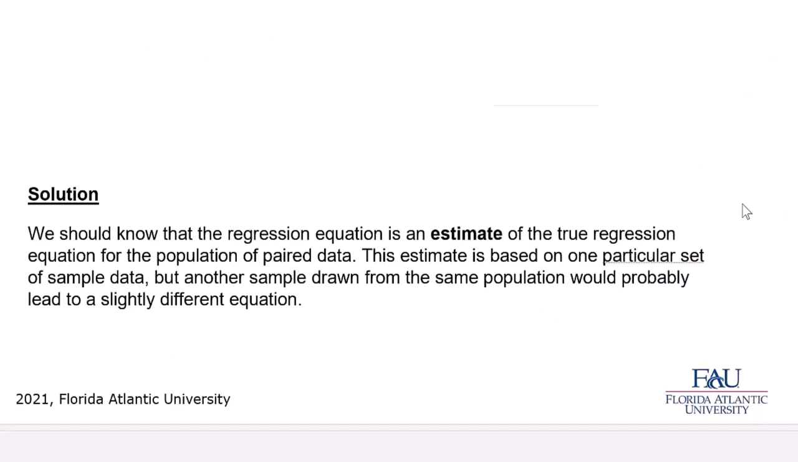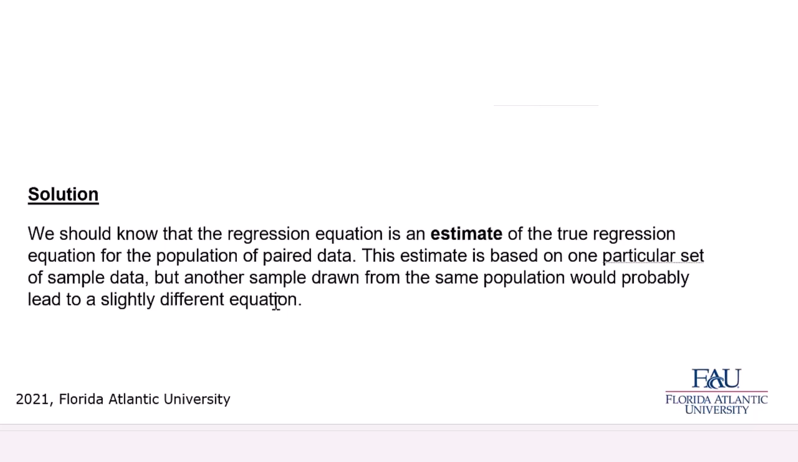Solution. We should know that the regression equation is an estimate of the true regression equation for the population of paired data. That's why we call it y hat. The y hat means it's an estimate. If it said y equals beta sub 0 plus beta 1x, that is no longer an estimate. That is the true regression equation for the population. This is one particular set of sample data, but another sample drawn from the same population would probably lead to a slightly different equation.